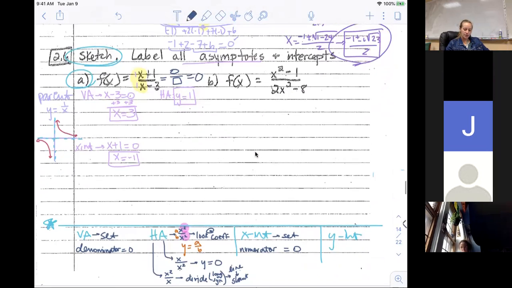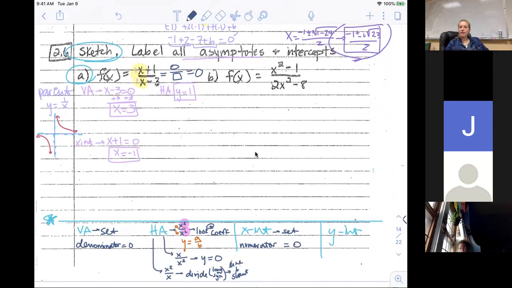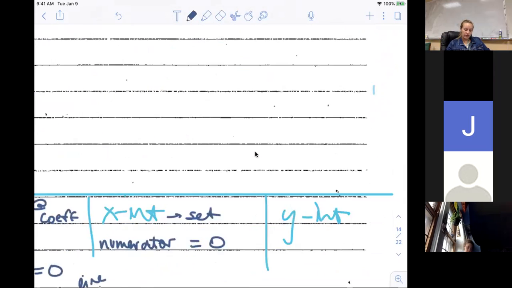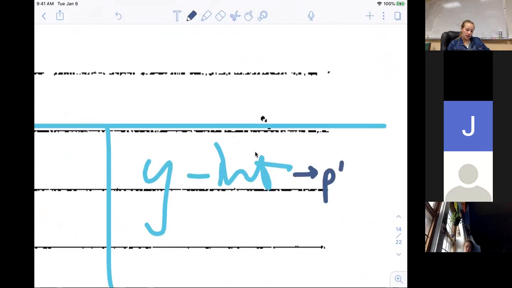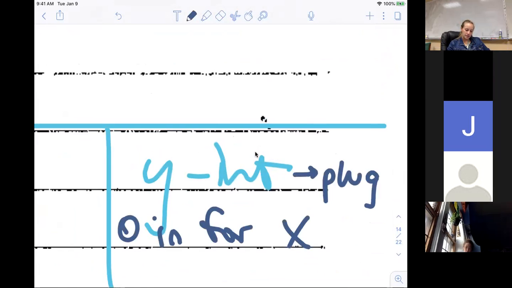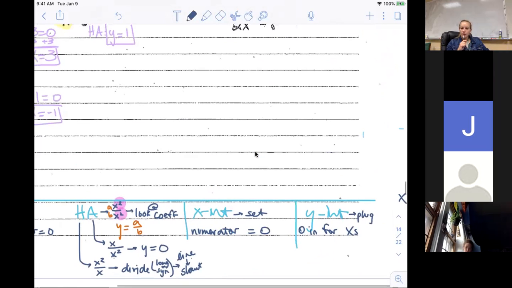Okay, and then the last one is my y-intercept. If I have a y-intercept, that means my x's value is 0. So to find your y-intercept, we're going to plug 0 in for all of my x's. I'm just using my original equation and having 0 be plugged in for all of my x's.